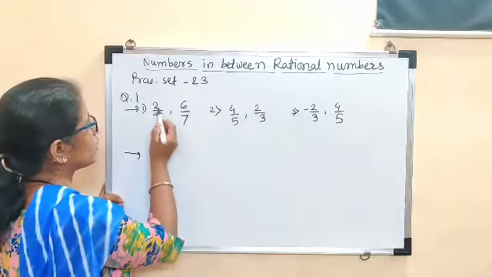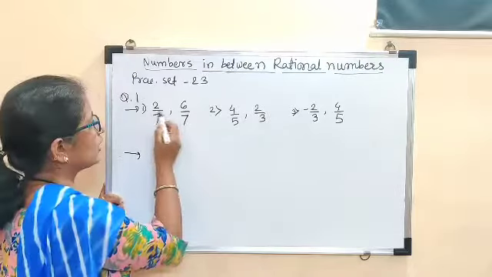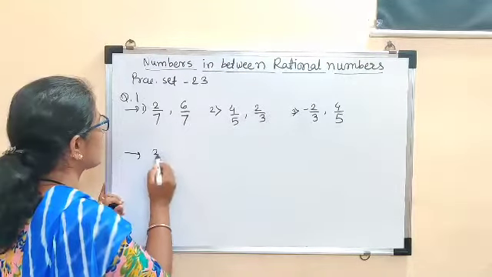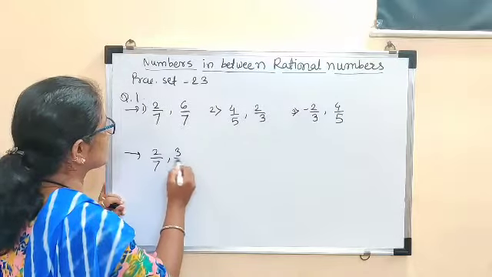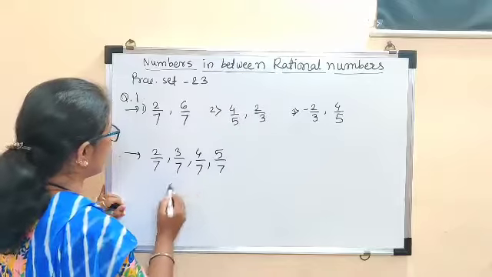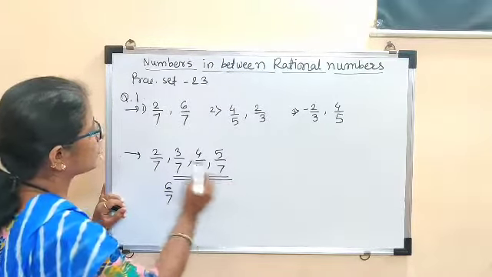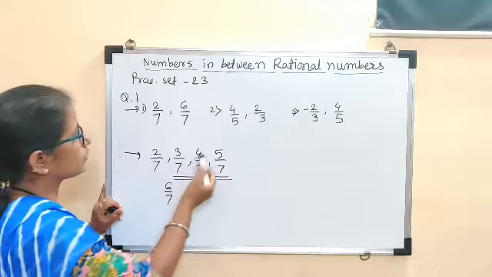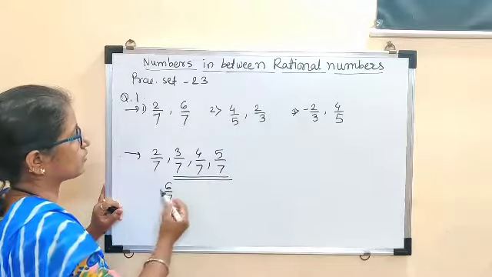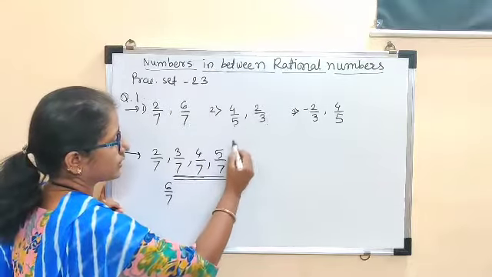So how will you find them now? After 2 what comes? 3, then 4, then 5. Already between these two there are infinite numbers in this way: 3 upon 7, 4 upon 7, 5 upon 7, 6 upon 7. So which are the three rational numbers in between these two? 3 upon 7, 4 upon 7, 5 upon 7. This is your answer. Second one, the denominators are different.